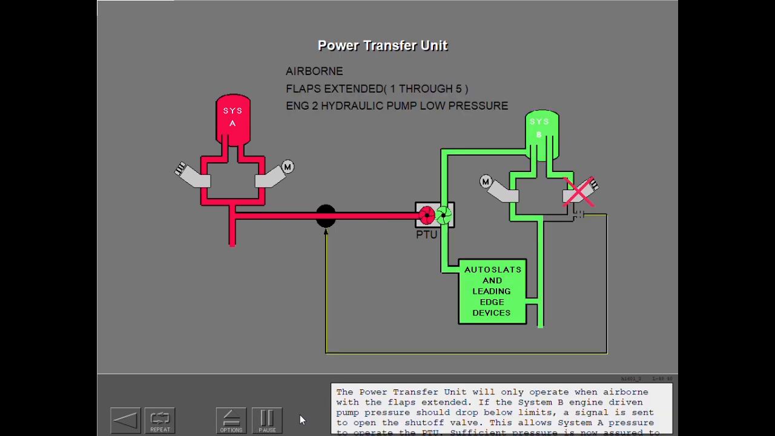The power transfer unit will only operate when airborne with the flaps extended. If the System B engine-driven pump pressure should drop below limits, a signal is sent to open the shutoff valve. This allows System A pressure to operate the PTU. Sufficient pressure is now assured to power the auto slat operation. With the flaps up, the system will not operate.